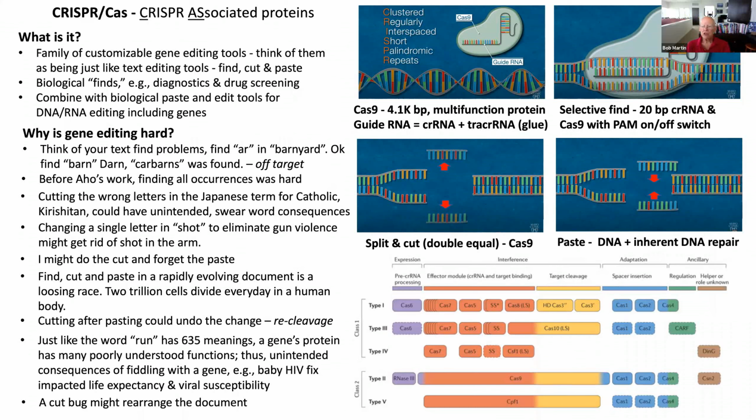These are some of the Cas proteins. They're broken into classes and types, and each of them has different functions. Cas9 is the one we read most about because even though it's had all of the problems I've just gone through, it's the best of the bunch.